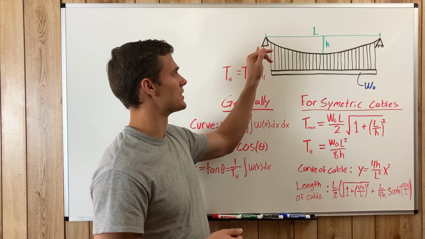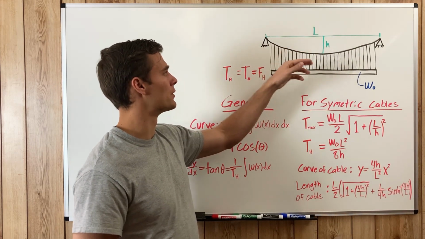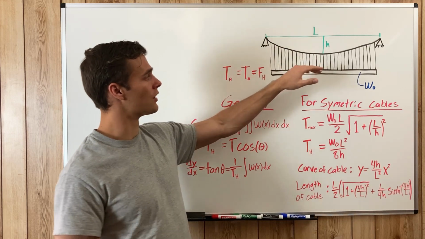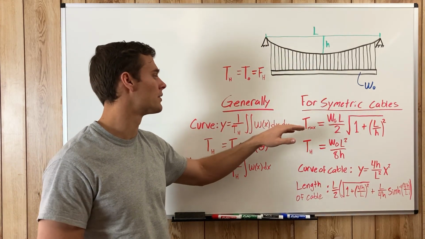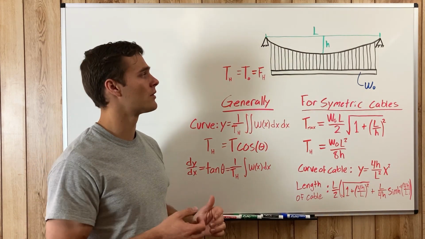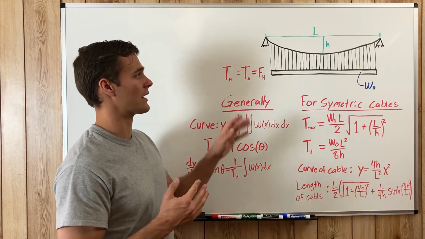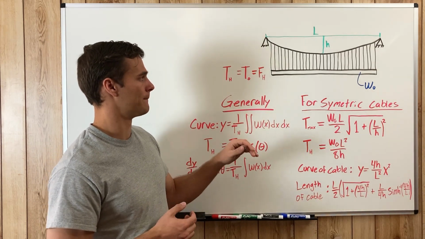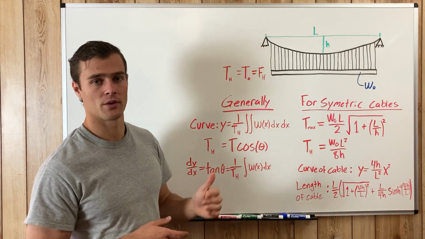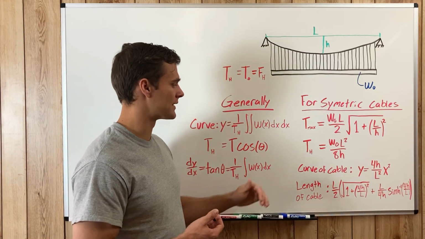We have our L, which is the distance between supports. We have H, which is the sag between the height of the support and where the lowest point on the cable comes down to. We have T max, which is the maximum tension that occurs in the cable, which is going to occur at the point where the slope is the greatest in the cable. So that's almost always going to be at the ends, at the reaction places.